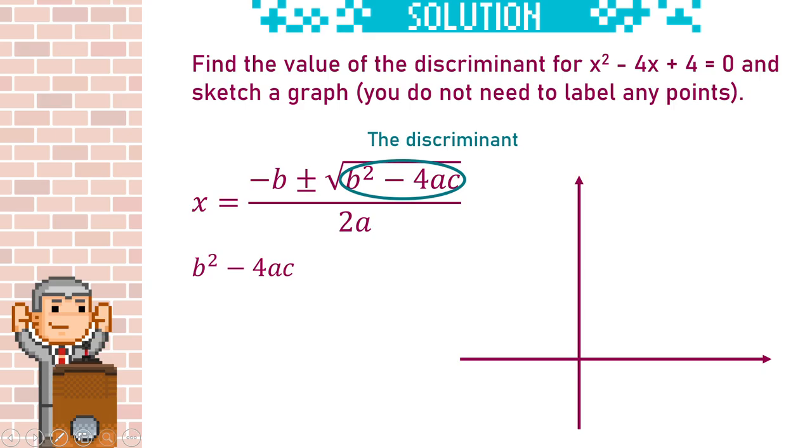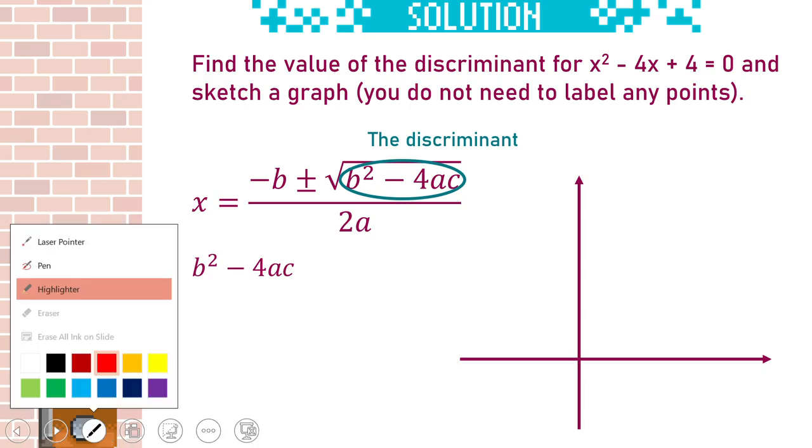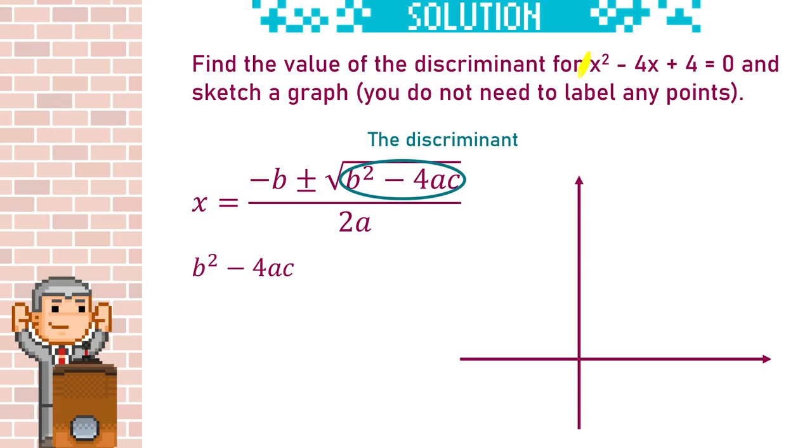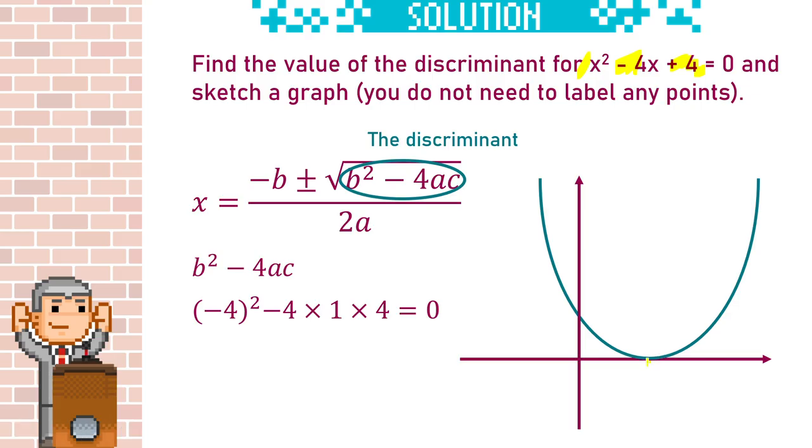If I substitute all the values in that I need, so that means I've got 1 for a, b is -4, and c is 4. So if I substitute those values, I'm just going to get the answer of 0. What does that mean? That means if I graph, I'm going to have one solution.